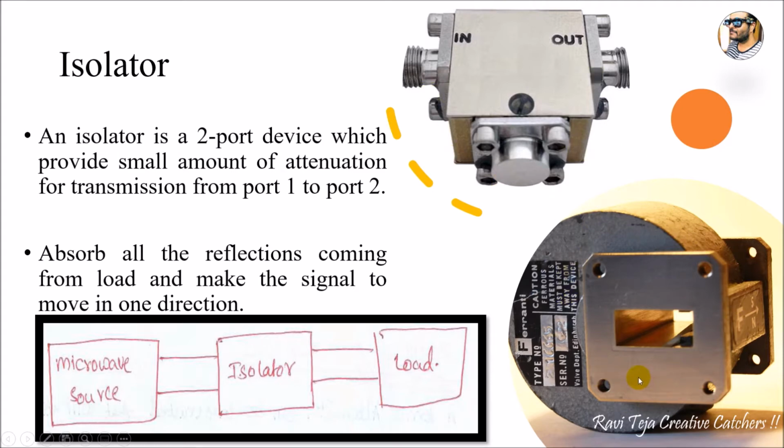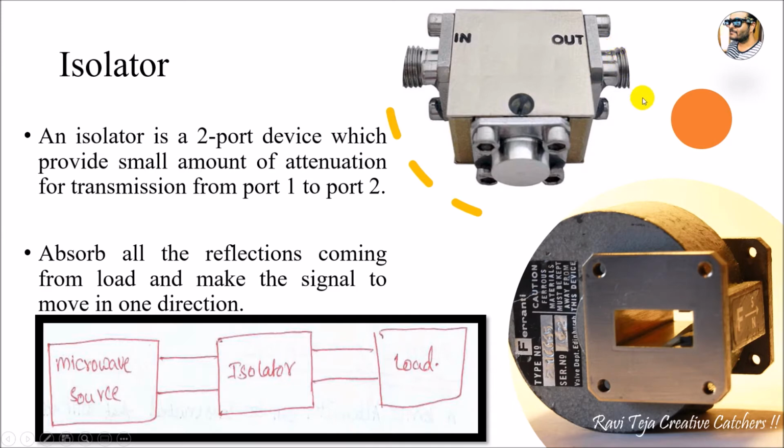As far as this isolator is concerned, as we see here, this isolator looks like this or like this. It consists of two ports. One will be acting as an input which is connected to the microwave source, and another will be acting as an output which is connected to the load. So whenever a microwave source emits microwave energy, the signal will be transmitted through this input and it will go through the output.